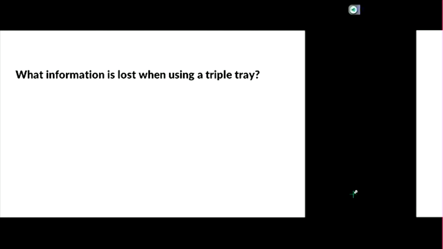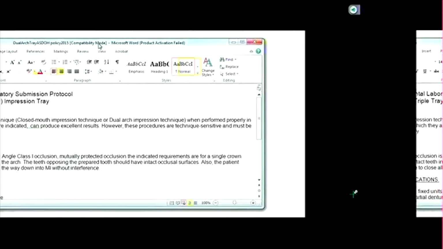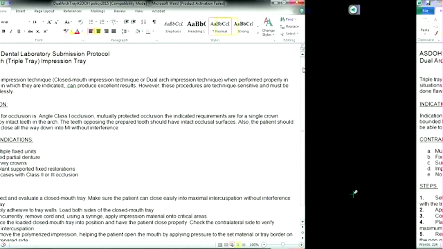Okay? So in our clinic, we have certain guidelines as to when we can use a triple tray. And I'll pull those up real quick for us. See if I have it somewhere. But one of them is going to be this idea of mutually protected occlusion or canine guidance. Remember, we said in canine guidance, the canine guidance kind of gives us a little bit more room for error because we've got space in the back, that would minimize the chance for interference.